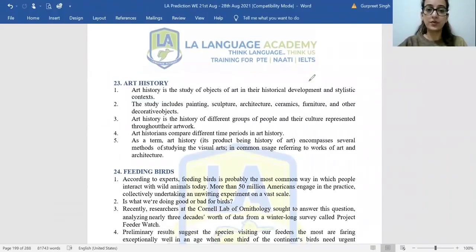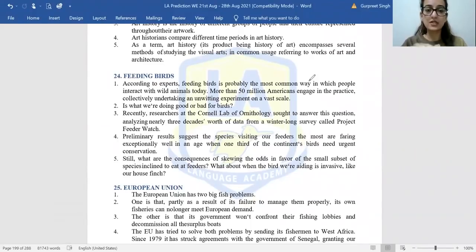We have to check this 23rd one as well, so it will be covered at the end. 24th is: according to experts, feeding birds is probably the most common way in which people interact with wild animals today. More than 50 million Americans engage in the practice, collectively undertaking an unwitting experiment on a vast scale. So what is the topic? Feeding birds is a way to interact with wild animals. Then we have the numerical figure, more than 50 million Americans, they do this.